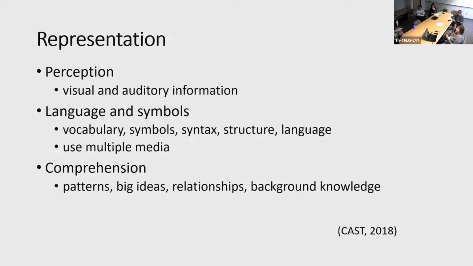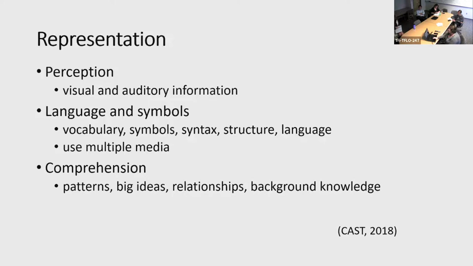We want to make sure when they're taking in content that they're comprehending it. So maybe supporting them by laying out, when we're doing our lectures or our activities, some kind of pattern or pointing them towards the big ideas that are most important so that we can help them develop those relationships, and then activating their background knowledge.